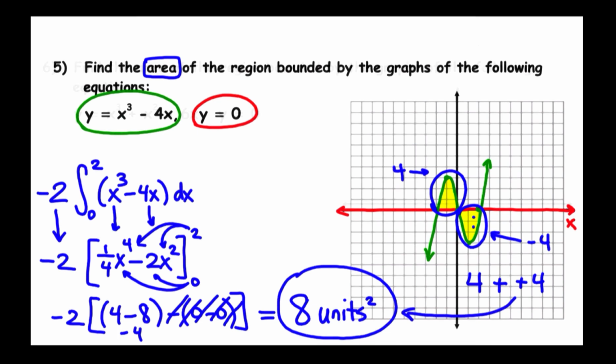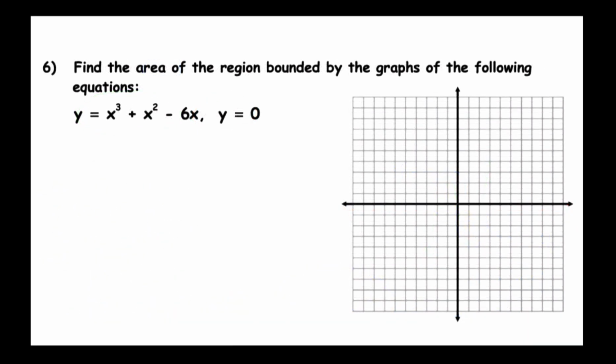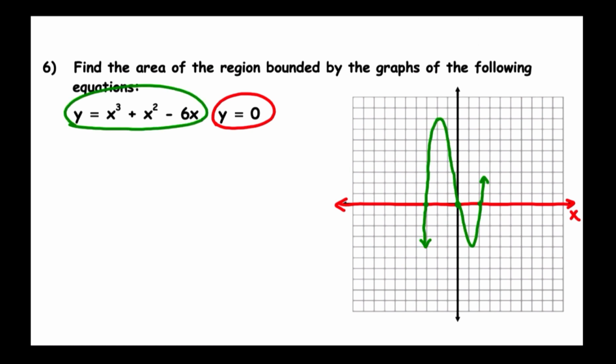So yeah, it works. Okay, same sort of setup. We still have our y equals 0, which is still the x-axis, which will serve as a boundary. And then the other graph in green is again a cubic. Just to save time, I did a quick, fairly accurate sketch of it. And now we want to find the area between those two, between the green and the red.